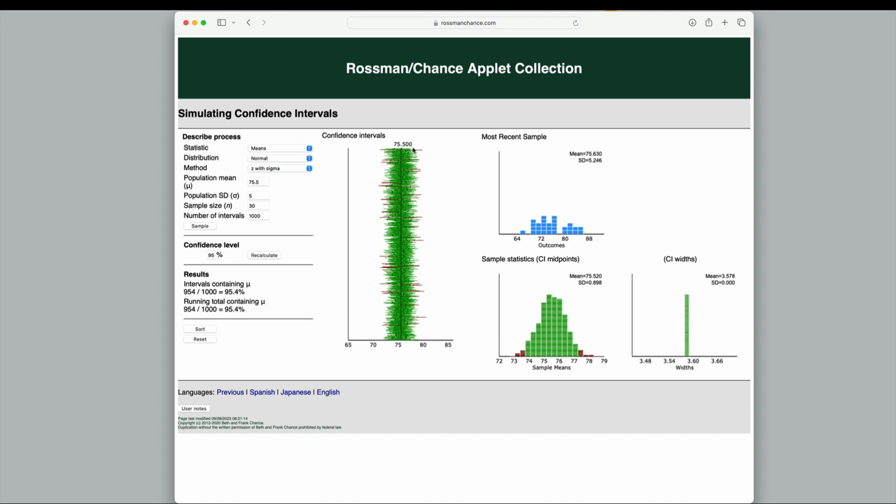If we did this in the long run, meaning over and over again, we would expect 95% of these confidence intervals to capture the mean, meaning the vertical line would pass through the confidence intervals we generated, and about 5% of the confidence intervals, which are the ones in red, will not capture it. Okay, so in this simulation, about 95.4% of the confidence intervals capture the mean.